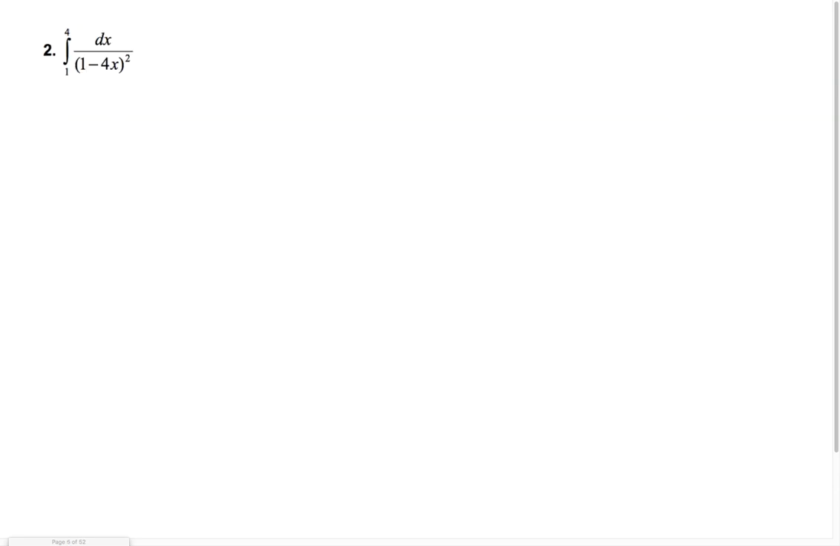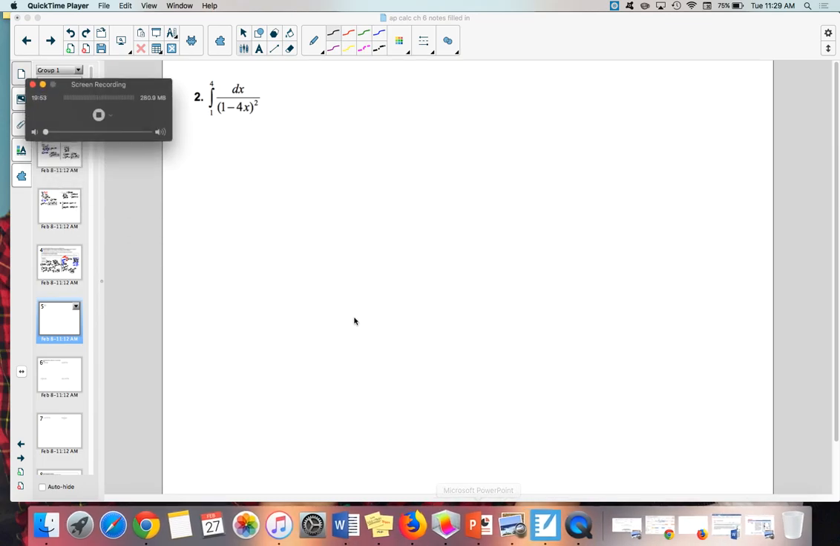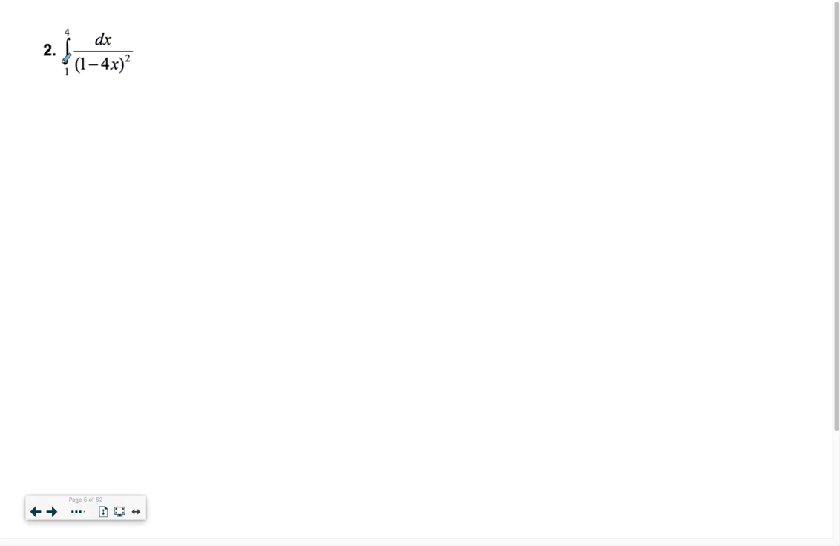Do you guys want to try it out on your own first? All right, try number 2. So let your u be 1 minus 4x and change everything into u's. All right, so you should let your u be the 1 minus 4x. So then du is negative 4 dx, which is negative 1/4 du is equal to dx.